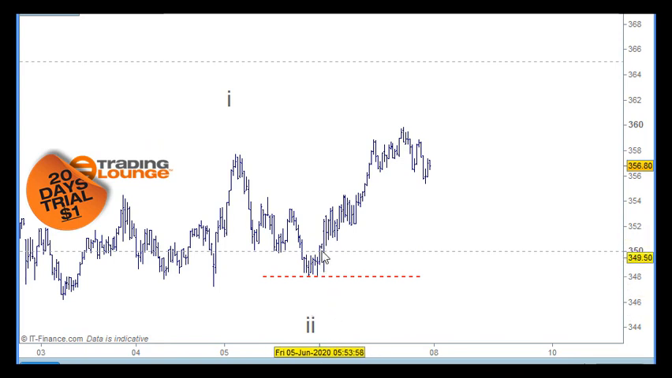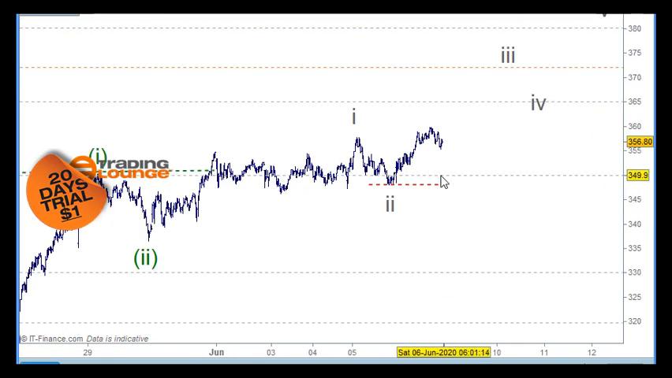This looks like 1, 2, 3, 4, 5 for 1 and 2 here. 1, 2, 3, 4, 5 for 4 and 5. So on a smaller level, this is going up for 1 up here somewhere. Then there'll be a pullback to 2, coming back to these levels here, and then pushing up, because we want 5 waves for this wave 3 here for that.